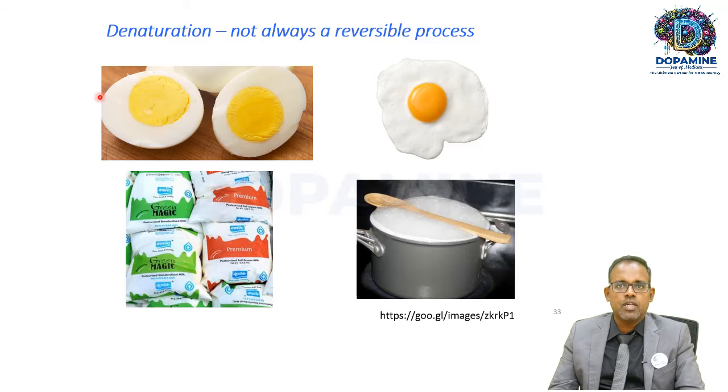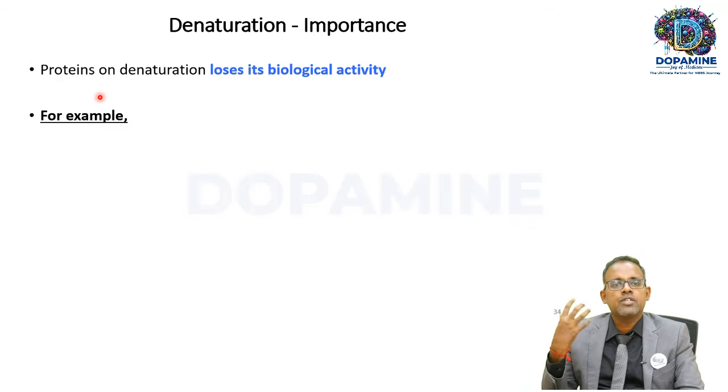Whereas, if you heat milk, it boils, but it still remains liquid. Why am I telling you this? Because milk is made up of casein, which is a milk protein. When you heat it, the protein is undergoing denaturation, but if you cool it, it comes back to its original form. So that's why it is not always a reversible process. For some proteins, it is reversible. For some proteins, it's not reversible.